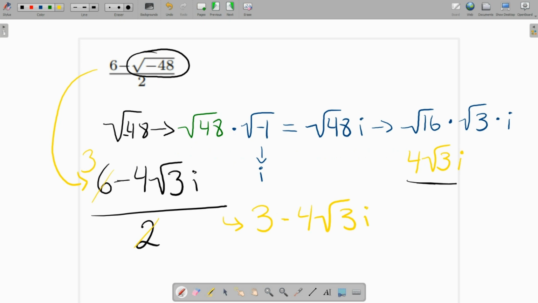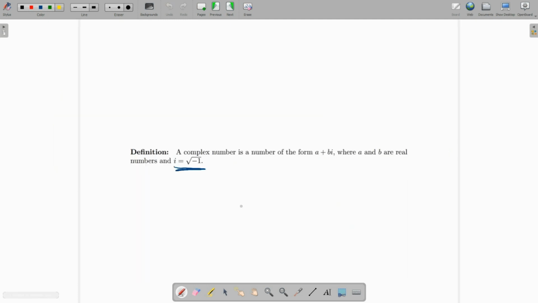Okay, hopefully that makes sense. And just a quick consideration: this form right here is called the standard form of a complex number. As we went over, a and b are real numbers.